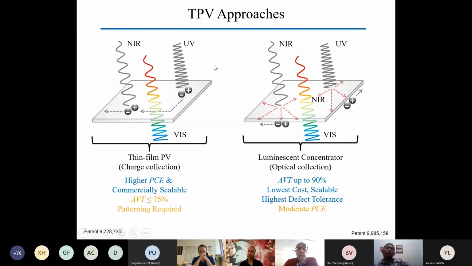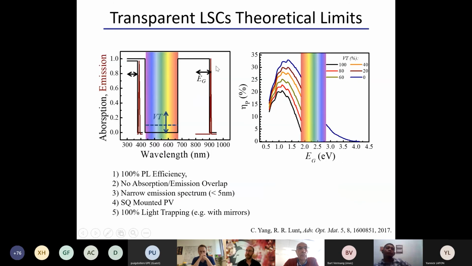So charge collection versus optical collection. And I want to talk about that a little bit. So we did the same kind of detailed balance and looked at the theoretical limits. And funny enough, if you look at these assumptions, you assume that your emitters are all 100% efficiency. You have no absorption emission overlap, meaning you have perfect step edge and delta function profiles for the absorption and emission. And you have a perfect PV mounted around the edge and 100% light trapping efficiency.